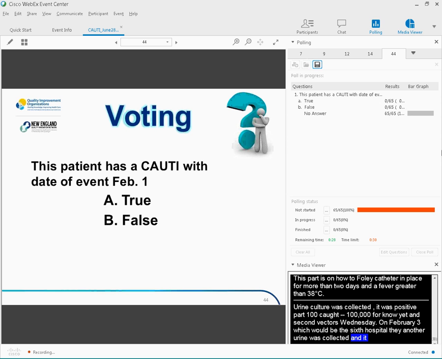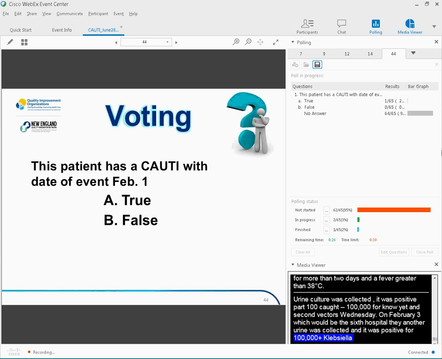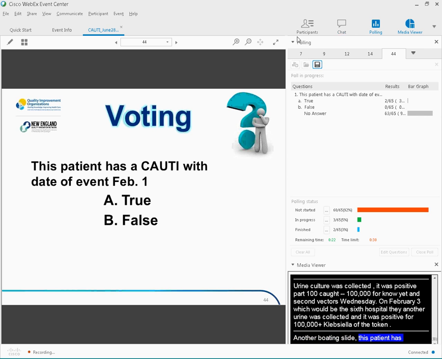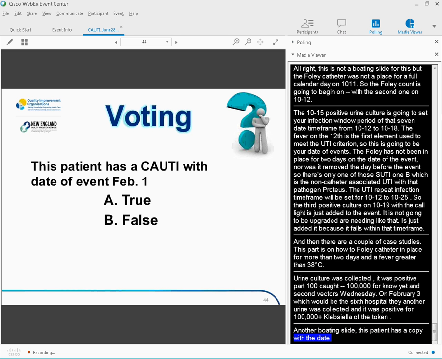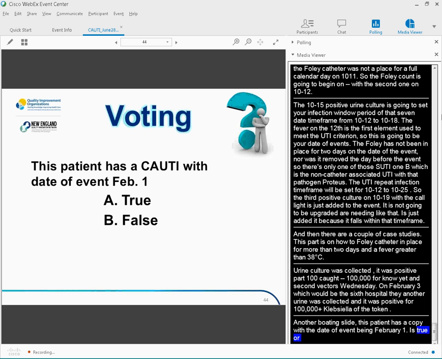Okay, here's another loading slide. This patient has a CAUTI with the date of event being February 1st. Is this true or false? Click A or B and click Submit on the right side of your screen.